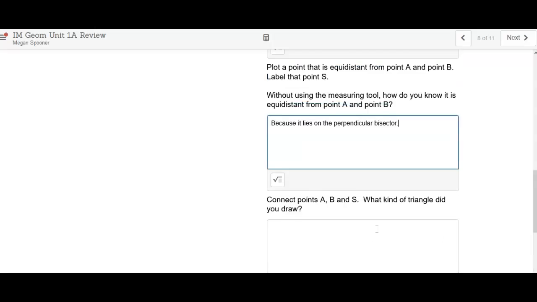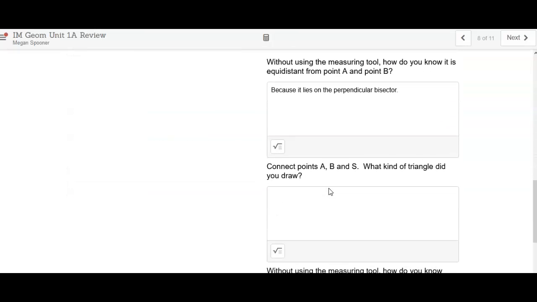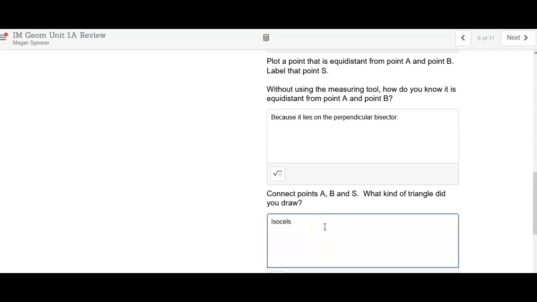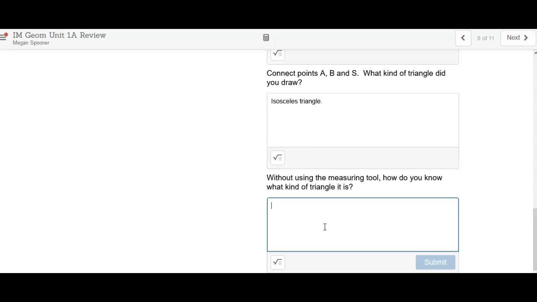So if we connect points A, B, and S, without using the measuring tool, think about what kind of a triangle we drew. We drew an isosceles triangle. And without measuring, how do we know what kind of a triangle it is? We know it's isosceles because from S to A is the same length as S to B, because S is on the perpendicular bisector. So two congruent sides in a triangle means it is isosceles.